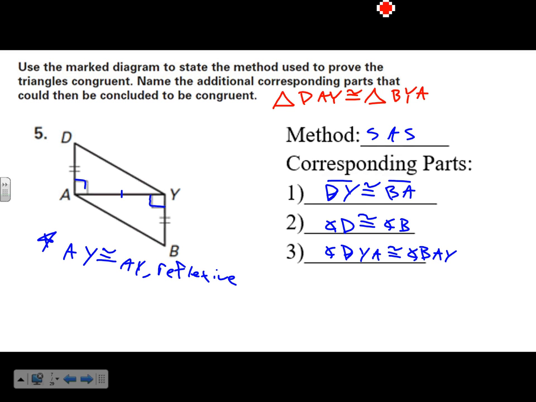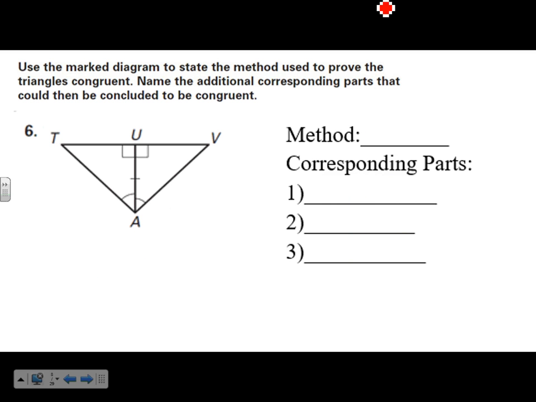And again, it doesn't really ask for this reflexive part, but I like to put that in there. It's good practice. Honestly, I think these are harder than the proofs, because in the proofs you only need to do one pair of corresponding parts, whatever they're looking for, and not all three of them.